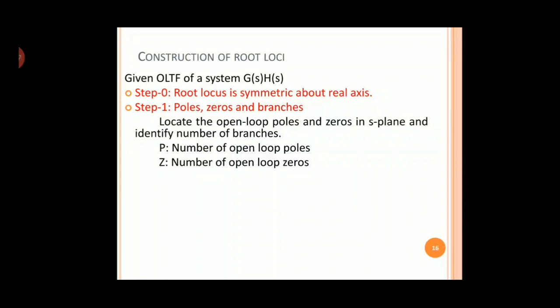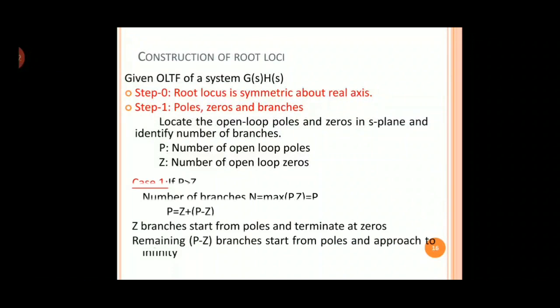In the same way, the roots of the numerator polynomial of G(s)H(s) are called open loop zeros. Now we'll consider P to be the number of open loop poles and Z to be the number of open loop zeros. Now there are two cases in this. Suppose P is greater than Z. That means the number of poles of the system is more than the number of zeros. The number of branches of the system would be equal to the maximum of these two, either P or Z. As we have taken P greater than Z, the number of branches will be equal to P.